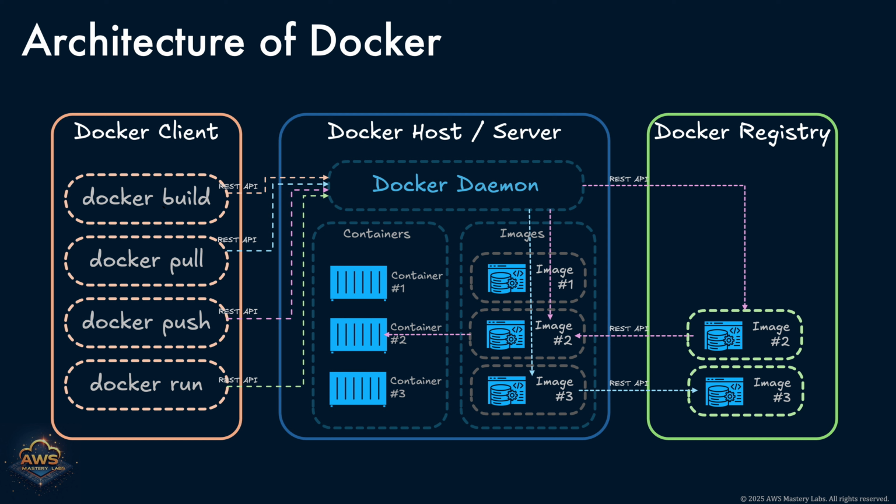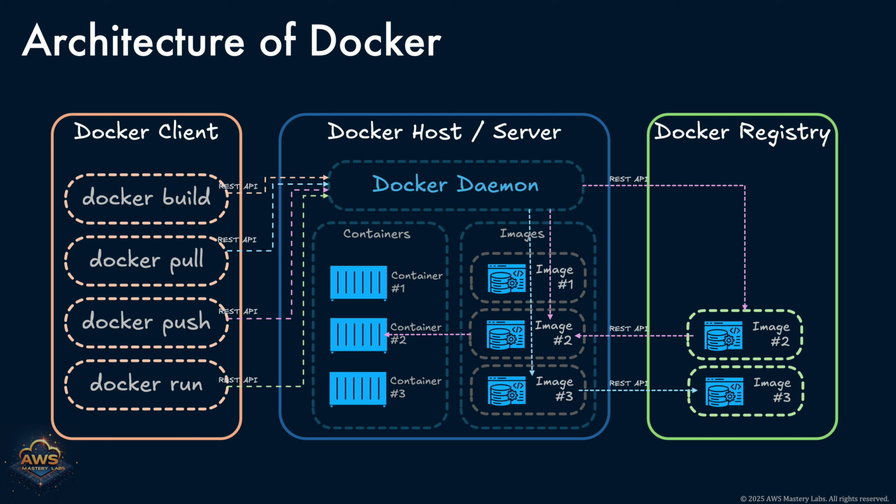On the right, we see the Docker registry. This is where images live when they're not on your host. It can be a public registry like Docker Hub or a private one like Amazon ECR. The Docker daemon communicates with the registry over secure REST APIs.